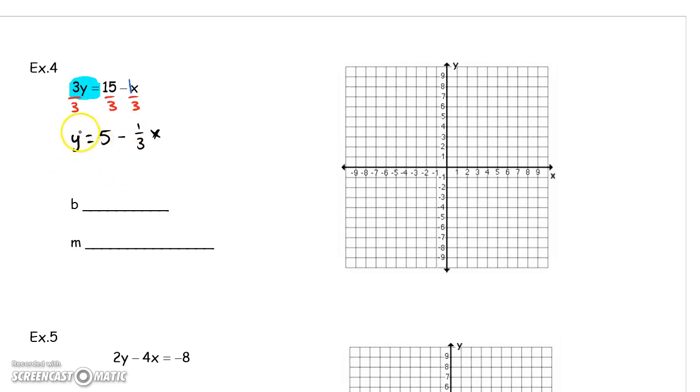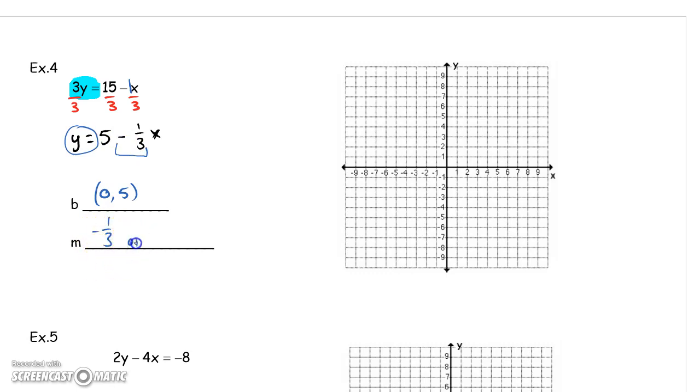Now that I have it as y equals, I can pick my beginning point and my slope, my y-intercept and my slope. 5 is my constant, that 5 is positive, so I will begin at (0, 5). X is being multiplied not by 1/3, but by -1/3, so -1/3 is my slope.